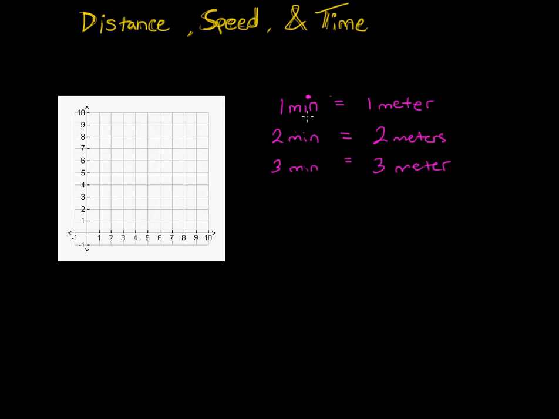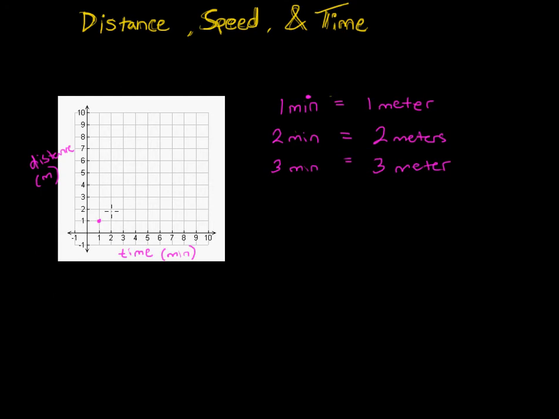So if I were to graph this, let's say on the x-axis, this will be my time axis. That's time. And on my y-axis, this will be my distance axis. That's distance, and that's going to be measured in meters. And the time is going to be measured in minutes. Sweet. All right, so after 1 minute, I've gone 1 meter.